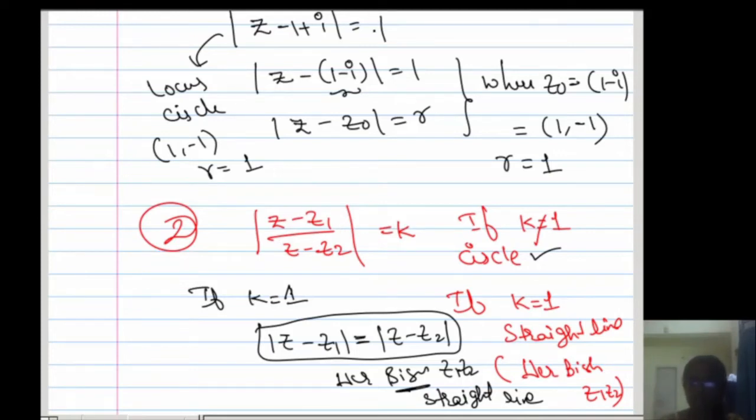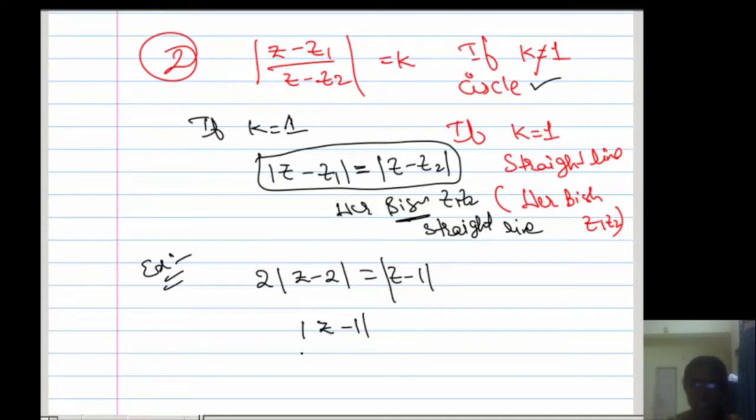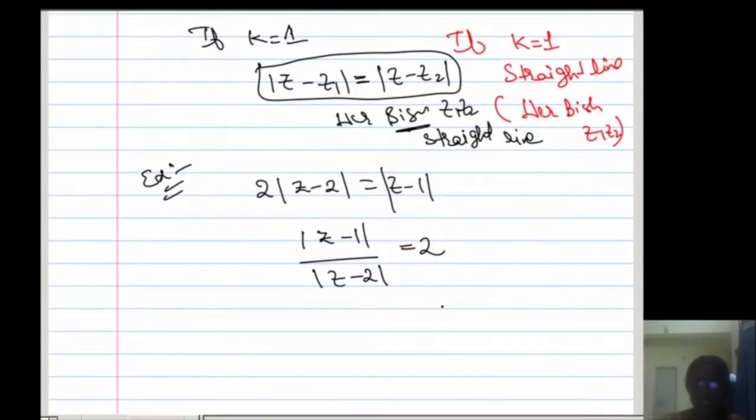Let us see some problems also. By using this concept, we can do some examples directly. For example, given the question mod 2 into (z minus 2) is equal to mod (z minus 1). I want to use the above property, so this can be written as mod of z minus 1 by z minus 2 is equal to 2.